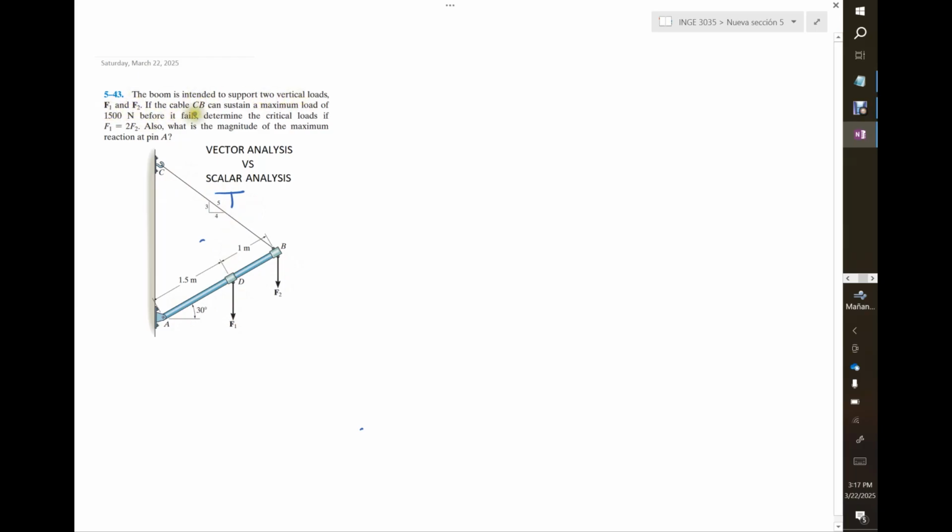F1 and F2. If the cable CB from C and B can sustain a maximum load of 1500 Newton before it fails, determine the critical load F1, based on the fact that F1 here is 2F2, so that we only have one variable, and also what is the magnitude of the maximum reaction at pin A.